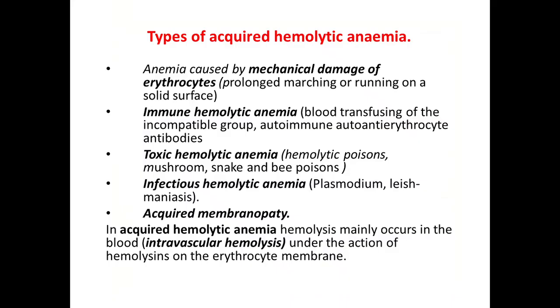All hemolytic anemias are divided into acquired and inherited. Acquired hemolytic anemias can be caused by mechanical damage of erythrocytes, immune hemolysis of erythrocytes, toxic hemolysis, and infectious hemolysis of RBCs.